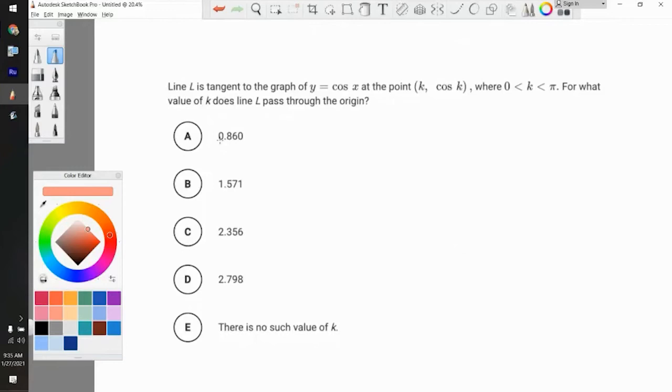Line L is tangent to the graph y equals cosine x at the point where x equals k, y equals cosine k, from 0 to pi. For what value of k does the line L pass through the origin? Holy cow, so much to break down.